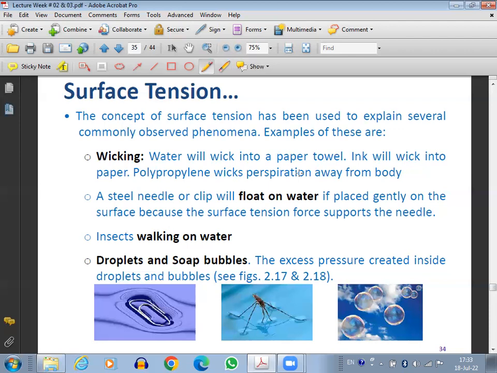Okay. Droplets and soap bubbles: the excess pressure created inside droplets or bubbles. If you make a bubble, inside the bubble there is an excess pressure generated. How is this excess pressure explained? It's because of the surface tension. So there are a lot of phenomena which are only explained if we analyze the surface tension. If we bring this into the equation, then those phenomena are explained. Otherwise, they are in no way explained.